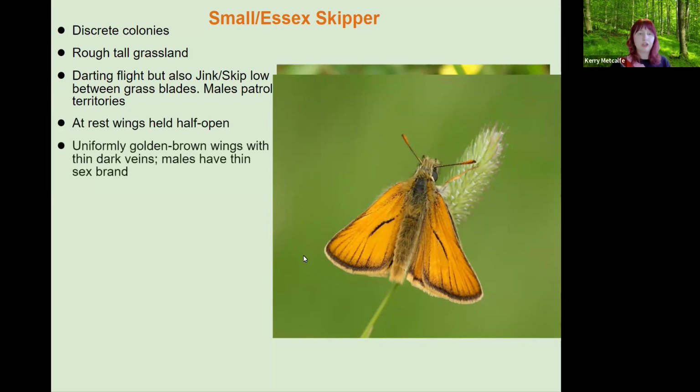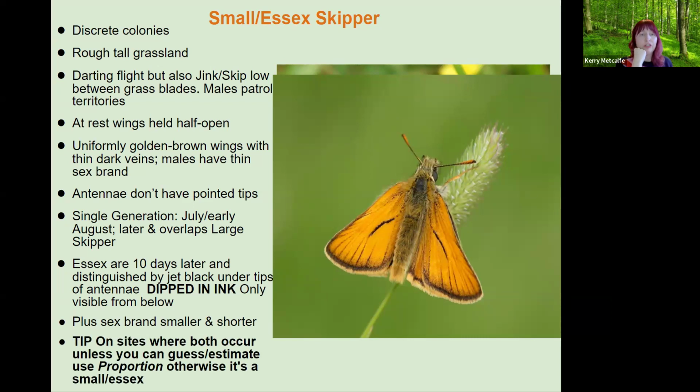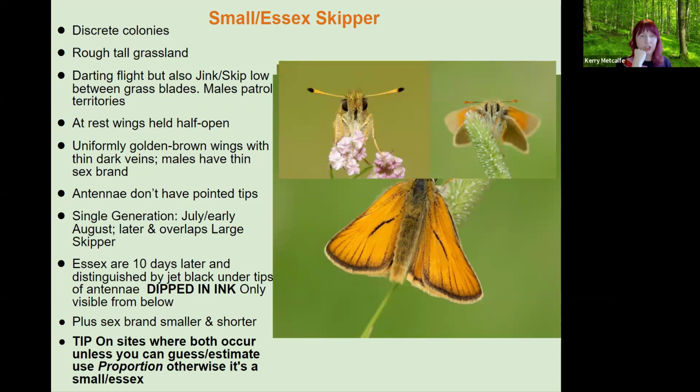And like the large skipper, they also keep their wings half open at rest. So you'll see the large skipper first in June, and then 2 weeks after that you'll start to see the small skippers, and then 10 days after that, roughly, if you have Essex skippers, you'll start to see them then. I think the only real way to tell between the Essex and the small skipper is using the antennae. And you're absolutely going to need a camera or binoculars for that. And yeah, really cooperative butterflies.